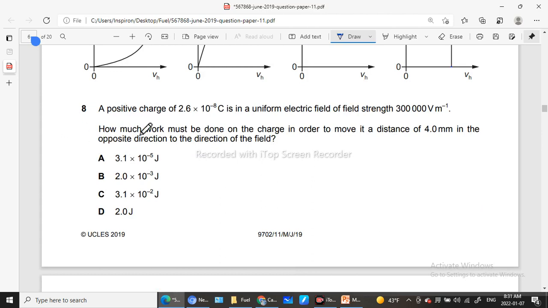Eight. A positive charge of 2.6 times 10 to negative 8 coulomb is in a uniform electric field of field strength 300,000 volt per meter. How much work must be done on the charge in order to move it a distance of 4.0 millimeter in the opposite direction of the field?